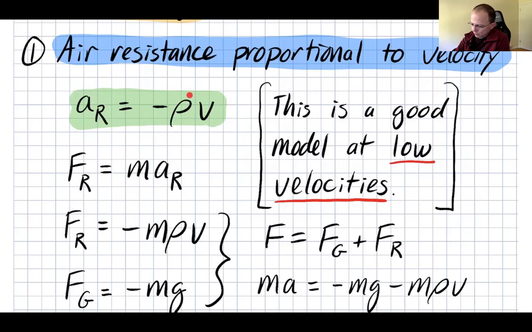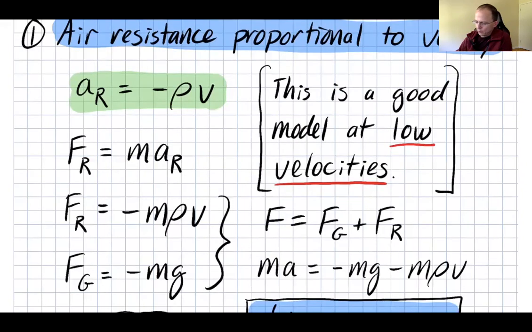And we're taking this rho to be a positive scalar. Okay, so going through Newton's second law again. So we have a force due to air resistance. This will be the mass times the acceleration due to air resistance. And that gives us this formula for the air resistance.